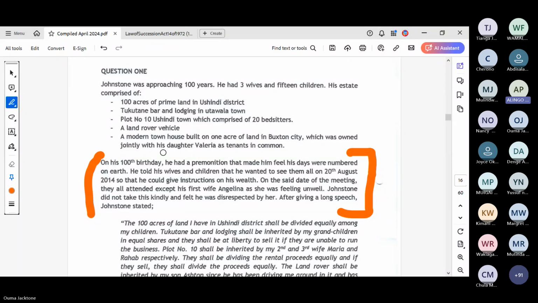And then now the administrators, after the grant has been confirmed, what follows next is the distribution of the estate of the deceased person in accordance with the grant that has been issued by the court. And then now the proposed administrators will have to make a report and account to court as to how the distribution of the estate of the deceased person went.